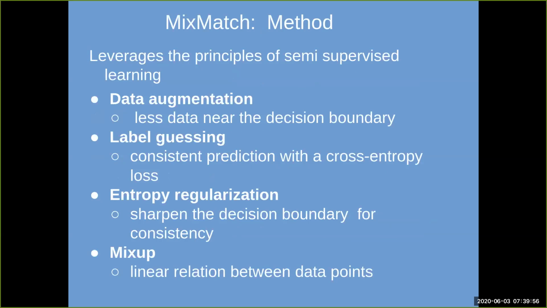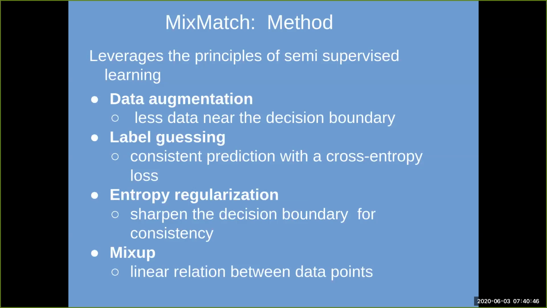So I'll be giving a brief description of the steps involved in MixMatch. The four points are data augmentation, label guessing, entropy regularization, and mixup. So in data augmentation, it is a common approach to compensate for the scarcity of the data. And data augmentation is done by applying transformations on the input data points such that the label remains unchanged. Data augmentation is done both on labeled and unlabeled data. The individual augmentations are used for generating a guessed label. We'll be seeing more about it.